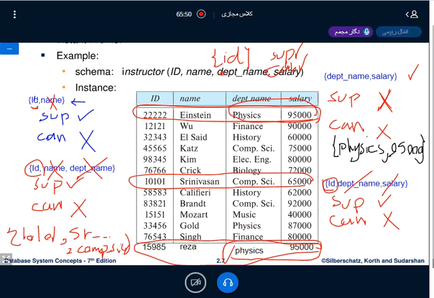Just when it's the minimum key. We can't omit something. For example, here ID, with just the ID, I can find a unique value. I can't omit something from ID.